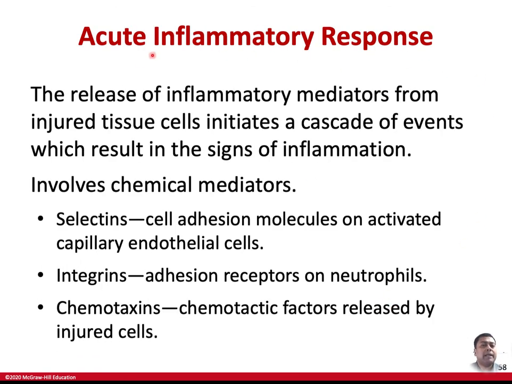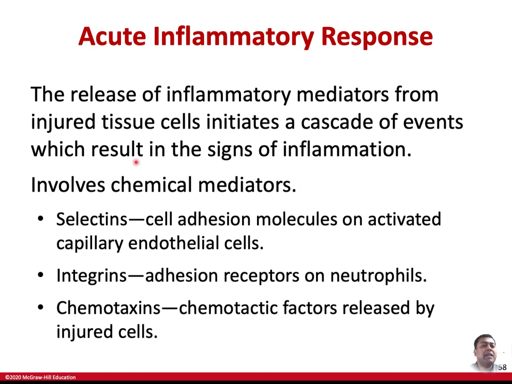So what is the acute inflammatory response? The release of inflammatory mediators from injured tissue cells initiates a cascade of events which results in the signs of inflammation. And how does this actually work? This involves chemical mediators. When there is a tissue injury or invasion of a pathogen, that will involve the release of some chemical mediators.